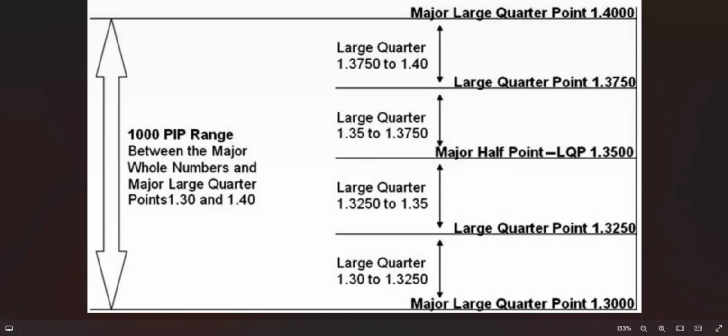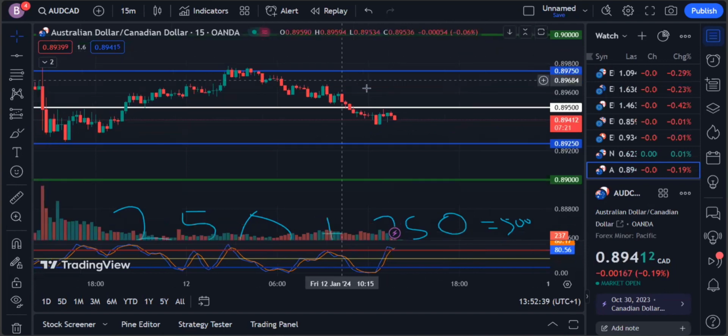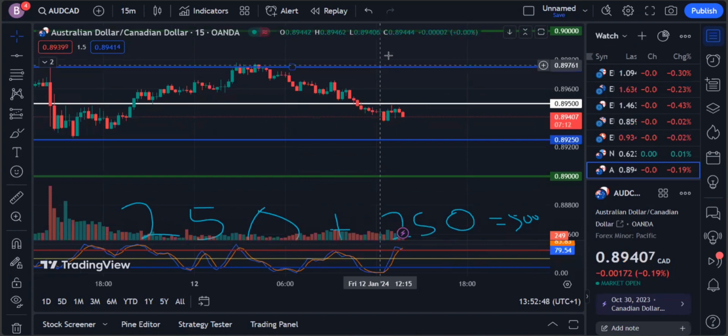Now, it is important you note this, that each of these large quarter points is given a name, and those names are called large quarter points. These are large quarters. You should understand how to mark the large quarters. It is very important to understand that this is a large quarter, this is a large quarter, and this is a large quarter point. Right. So practice this on your chart.